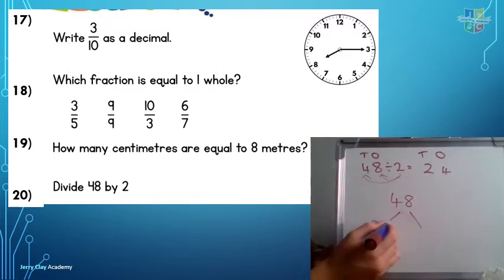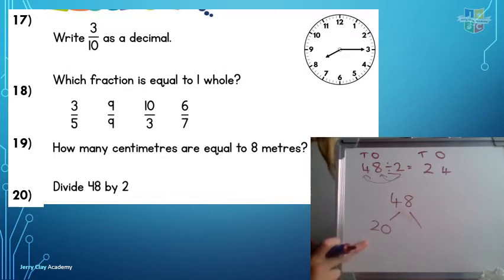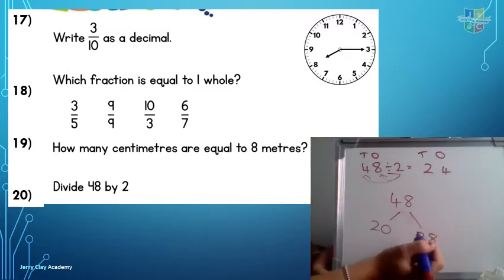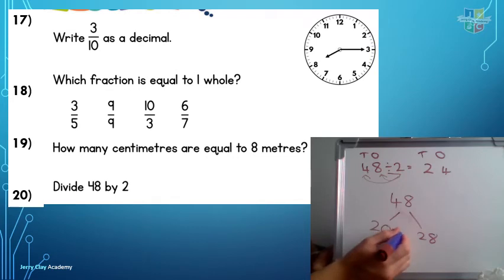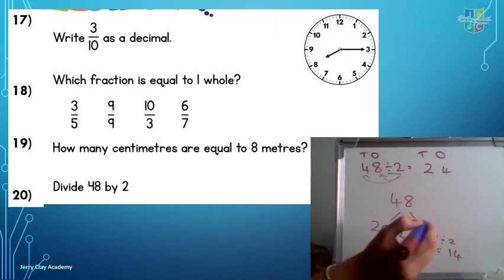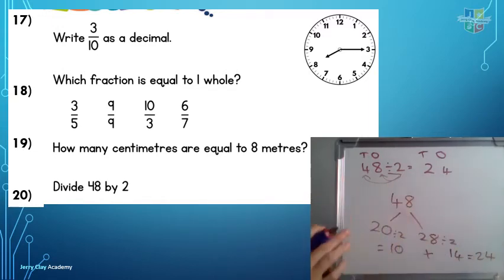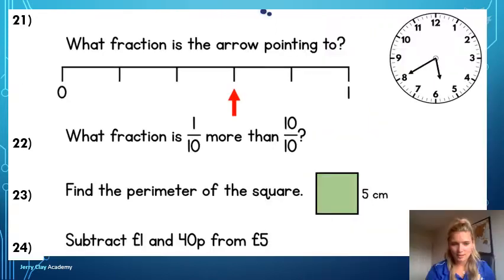You could have done 20 on one side because we're dividing by 2, so we want to make it 10 times bigger. 28 is left over, and if you then divided both of these by 2, I know that if I count up in my 2's, there is 10 and 14, and if I add those 2 numbers together, my answer would be 24. So it didn't matter which way you chose to do it, your answer is 24.